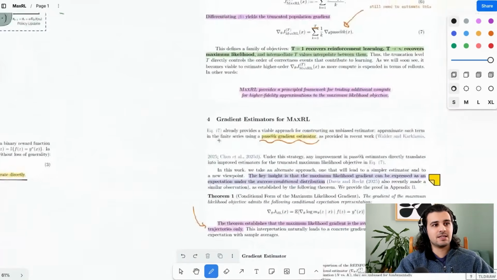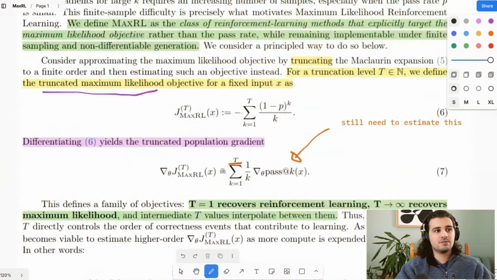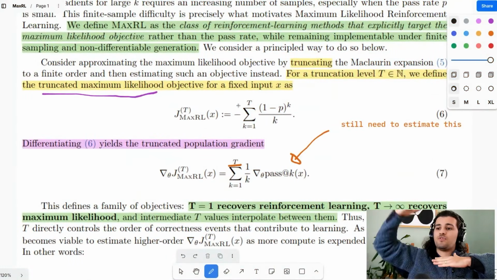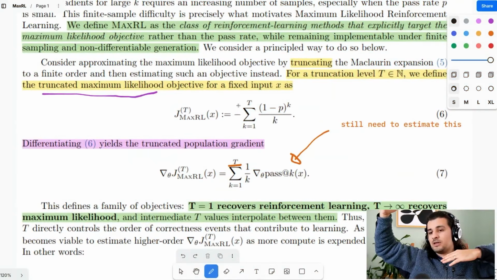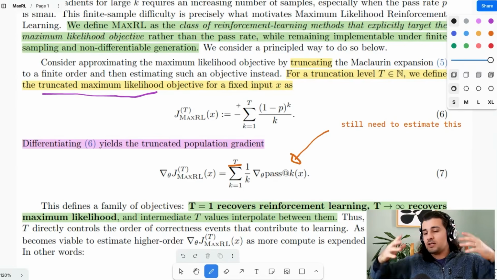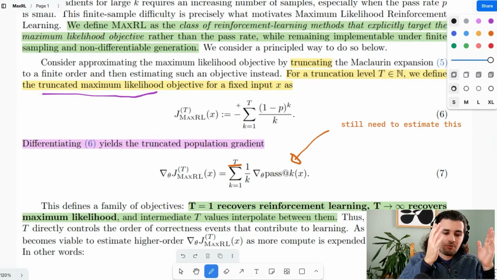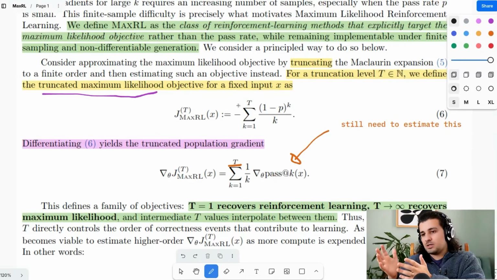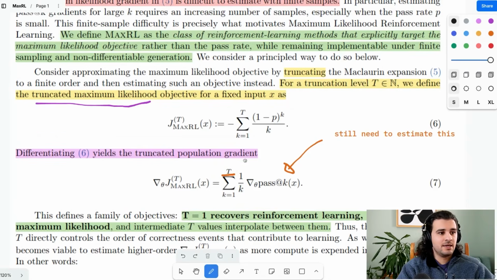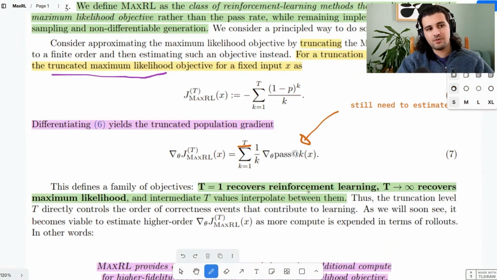So the idea is that in practice, you're going to pick a T, right? T will be your amount of truncation from the total maximum likelihood, in order to be as close as possible given your compute budget. So if it's 3, you're going to have the gradient for pass at 1, pass at 2, and pass at 3, right? That's what you're going to have in this population gradient here. So you pick your T, and then you're good. T equal 1, we cover reinforcement learning. T infinity, we cover maximum likelihood.